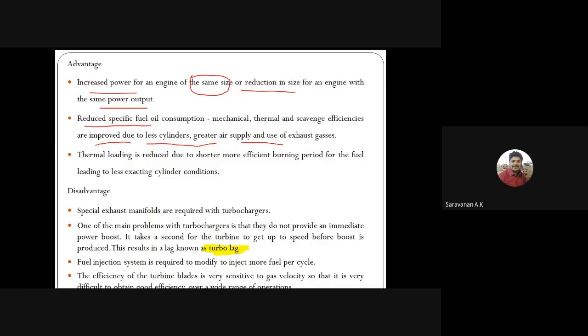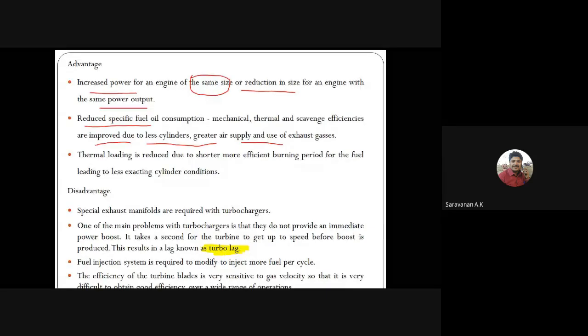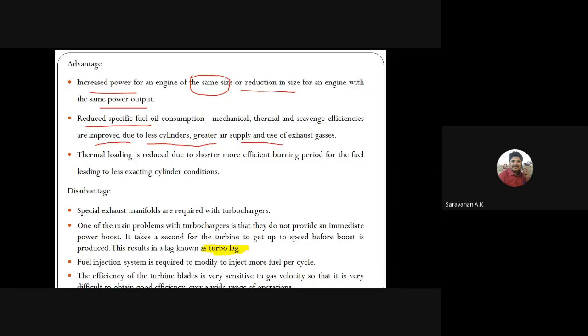So it can take some delay. That delay is called the turbo lag. We cannot get the power boost immediately, so we have to give some time to generate the power. That time period is called the turbo lag. So these are all the disadvantages of turbochargers.